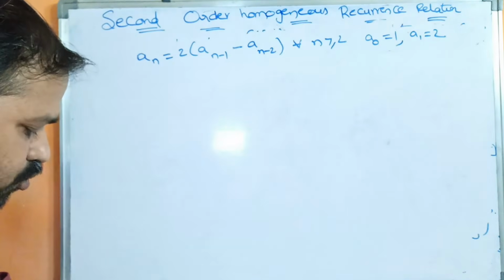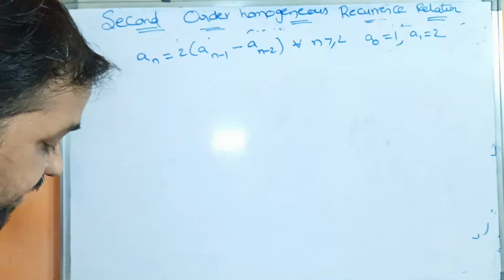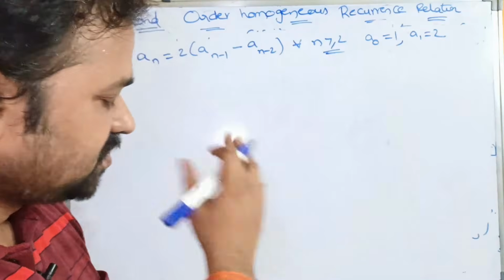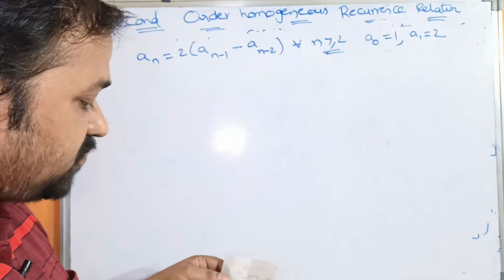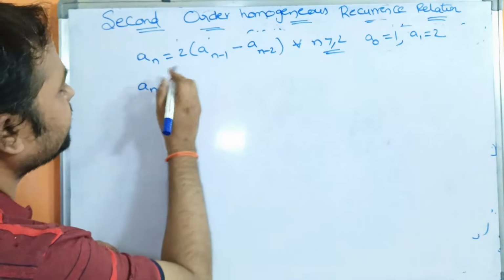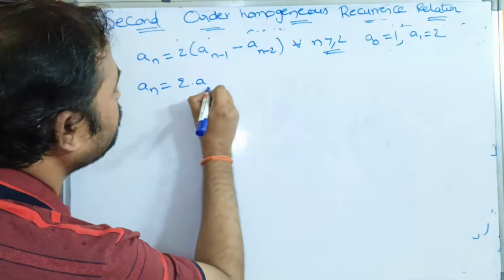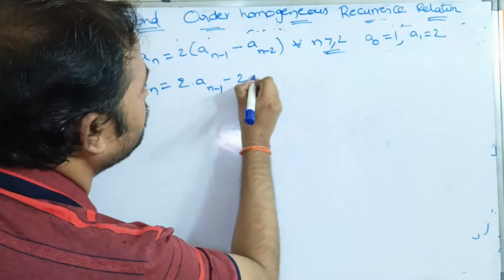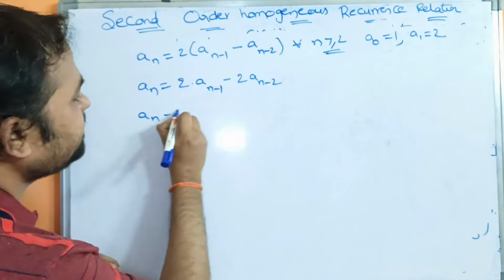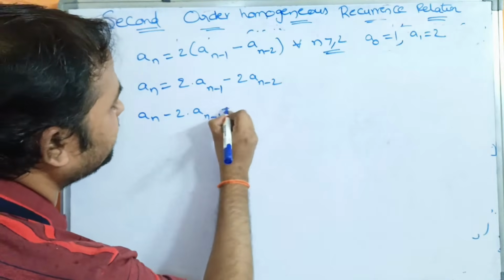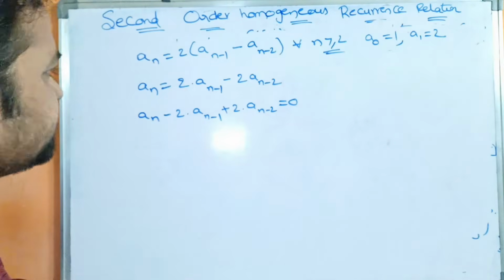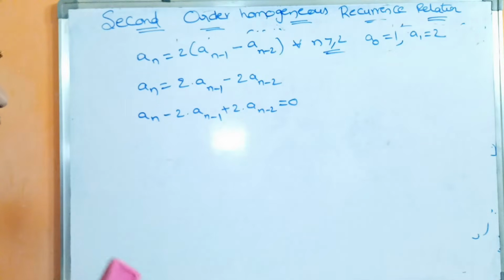An is equal to 2 into an minus 1 minus an minus 2 for all n greater than or equal to 2. So this is already in the second order homogeneous recurrence relation form. a0 is equal to 1, a1 is equal to 2. Okay, so let us translate this into second order form. Let us move these two terms to the left side. An minus 2 into an minus 1 plus an minus 2 is equal to 0.